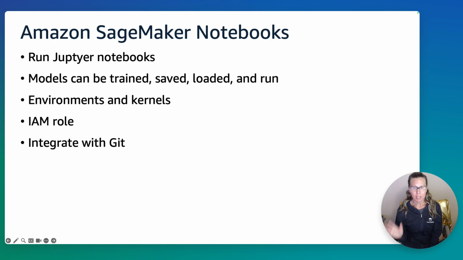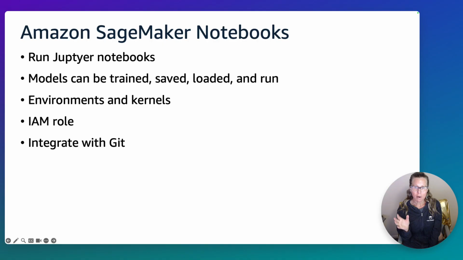SageMaker notebooks can run Jupyter notebooks, which are configuration files with different cells that have the enriched text and code cells that you can execute. In notebooks, models can be trained, saved, loaded, and run. There are environments or kernels inside the notebooks, and similarly, if you were developing code on a local machine, it is best practice to have multiple environments set to ensure you are working in isolation from other environments and from the machine. When you create a SageMaker notebook, you need an instance role to interact and have access. SageMaker notebooks also have a feature to integrate with Git.